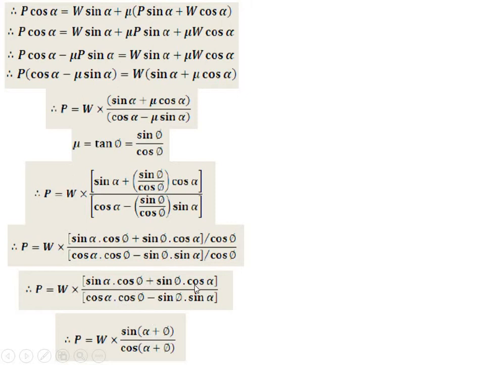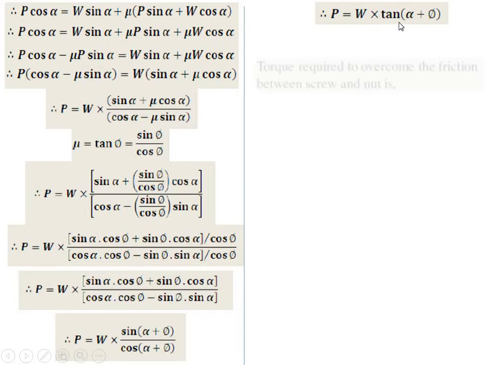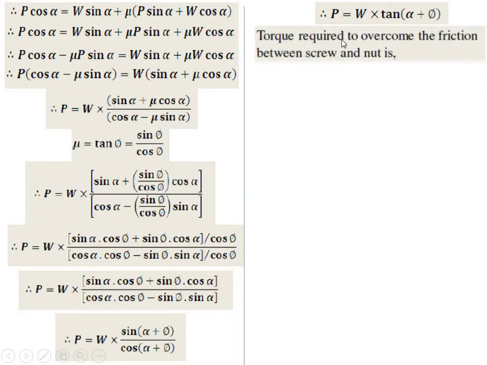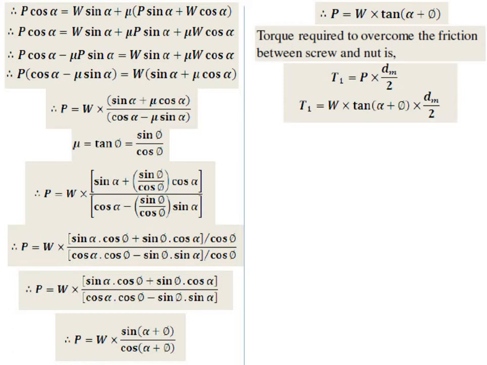The resolution of these two equations by trigonometric relations gives sin alpha plus phi divided by cos alpha plus phi. Now P is equal to W, as sin by cos is tan, tan alpha plus phi. So this is the P, the effort which is required to raise the load. Now we will see the torque required to overcome the friction between screw and nut.